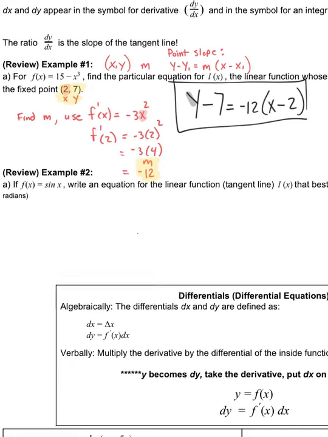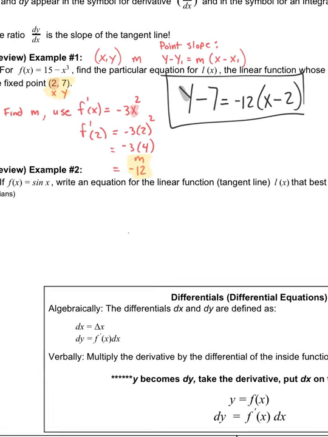Now, to check your work, you just put that in slope-intercept form. You just solve it for y. So you would bring down the y minus 7. You would distribute the negative 12 and get negative 12x plus 24. Then you would add 7 to both sides, and you would get y is equal to negative 12x plus 31.